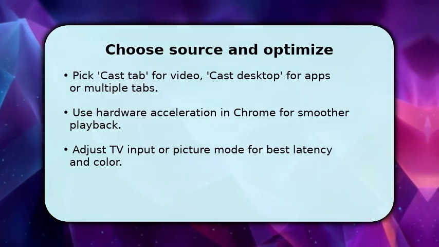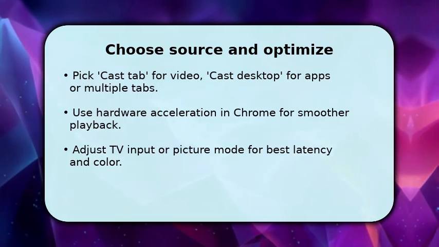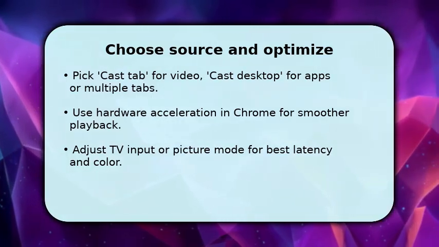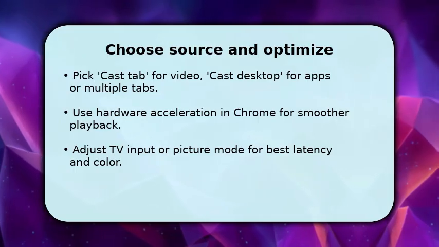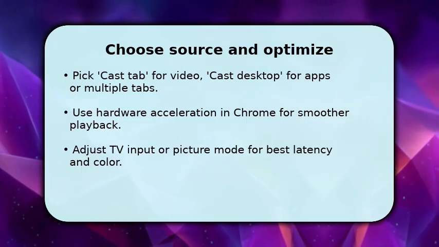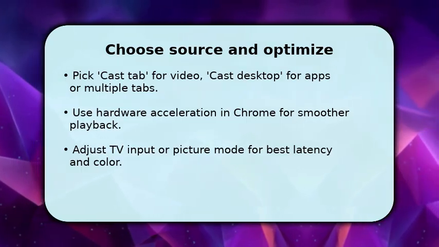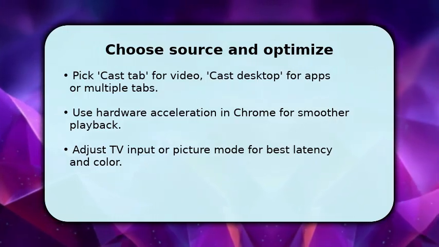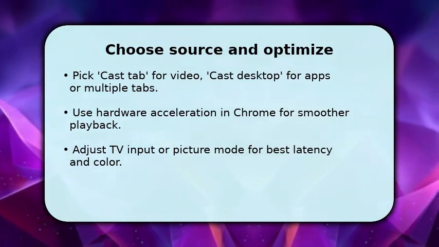Make sure Chrome's hardware acceleration is enabled to reduce CPU load and stuttering. Go to Settings System and toggle it on if needed. Also, set your TV to a low latency or game picture mode when you need responsive controls. These choices affect performance and sync, so change them before heavy streaming to avoid later interruptions or mismatched audio and video.